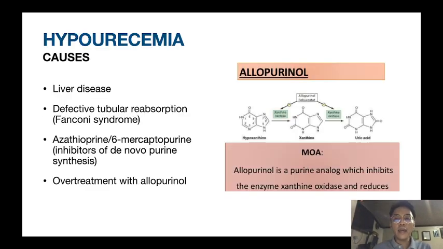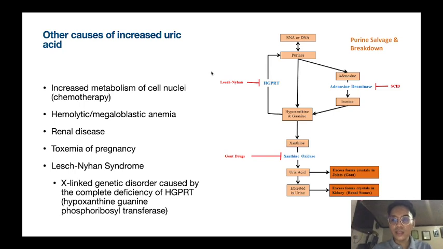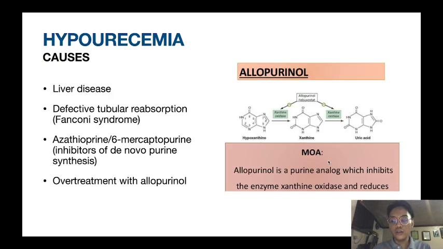The next, hypouricemia. So, hypouricemia is decreased uric acid in the blood, diba? So, what are the causes? Liver disease. Kasi, itong production of uric acid, parehas siya sa urea that will happen in the liver. So, when there is liver disease, there is hypouricemia kasi walang production of uric acid.